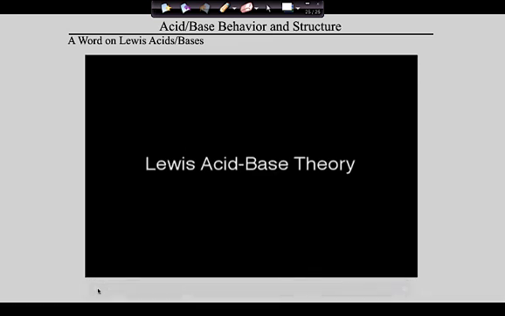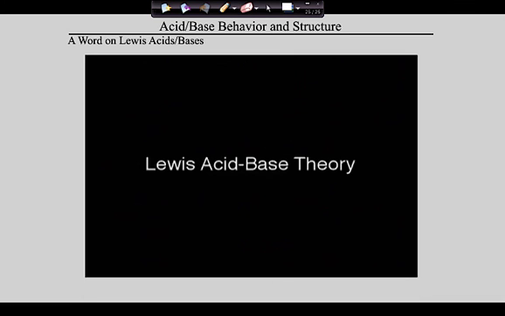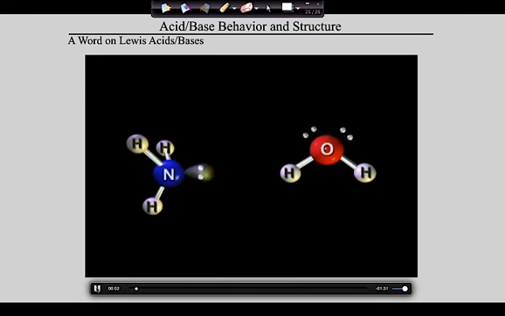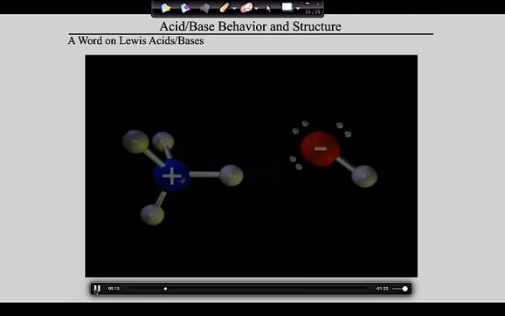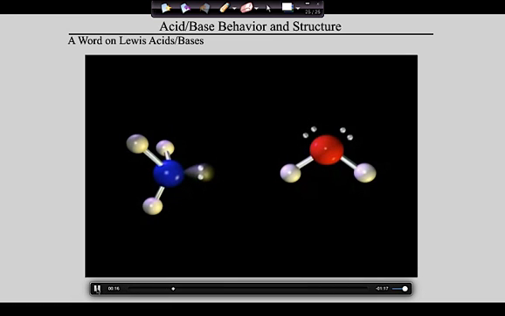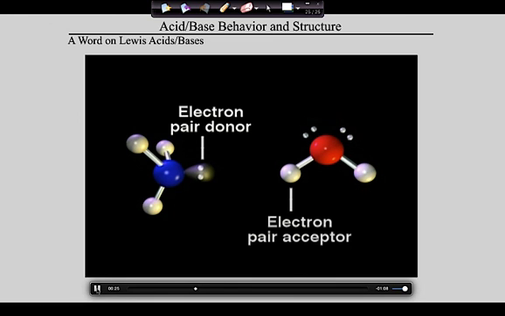Now we're going to understand the Lewis definition. Ammonia is a base in the Bronsted sense because it acts as a proton acceptor. For example, it accepts a proton from a water molecule to form the ammonium ion and hydroxide ion. In the Lewis acid-base theory, the emphasis is on the electron pair. Ammonia is a base because it acts as an electron pair donor toward the proton. The proton is an acid because it acts as an electron pair acceptor. Did you catch that? Right, it's not the water that's the acid, it's the proton that's the acid. Interesting, right?